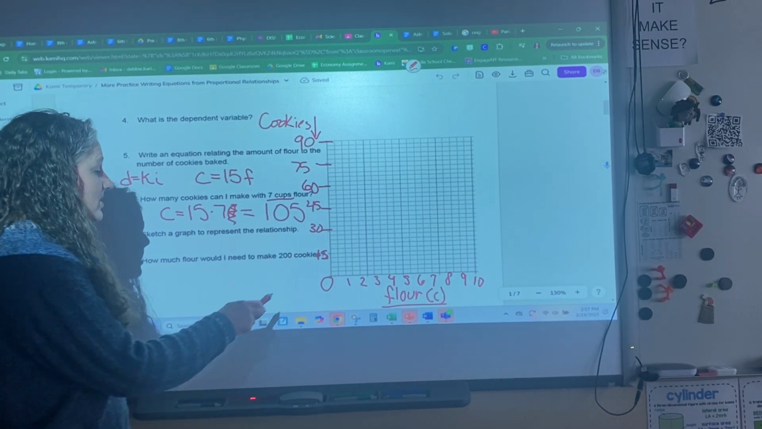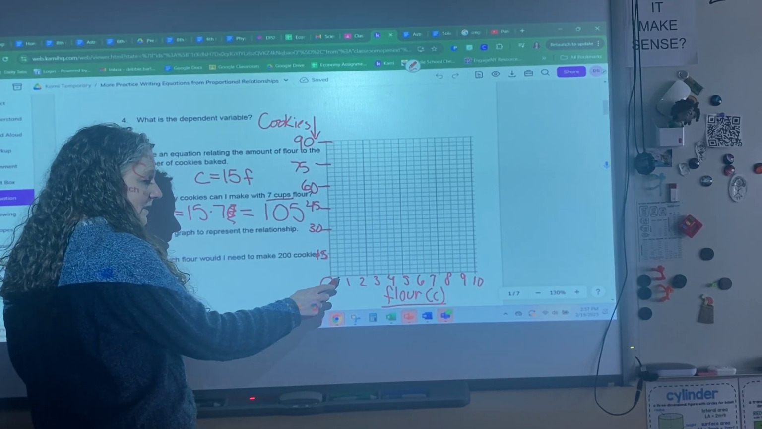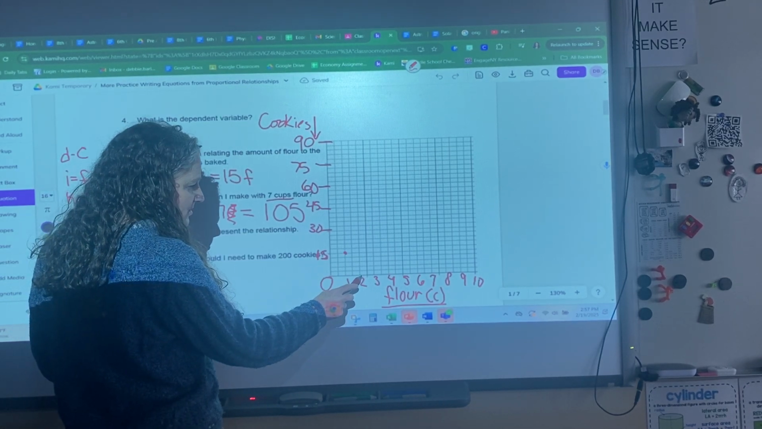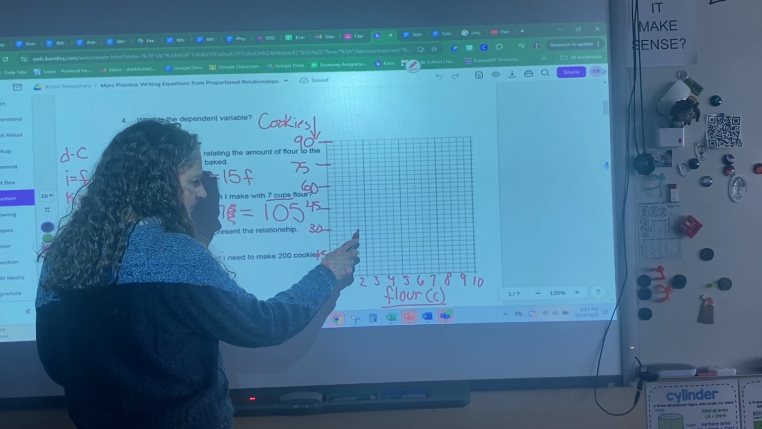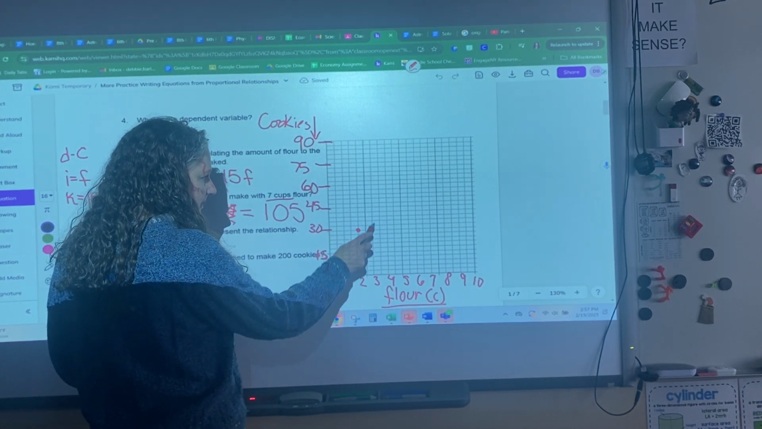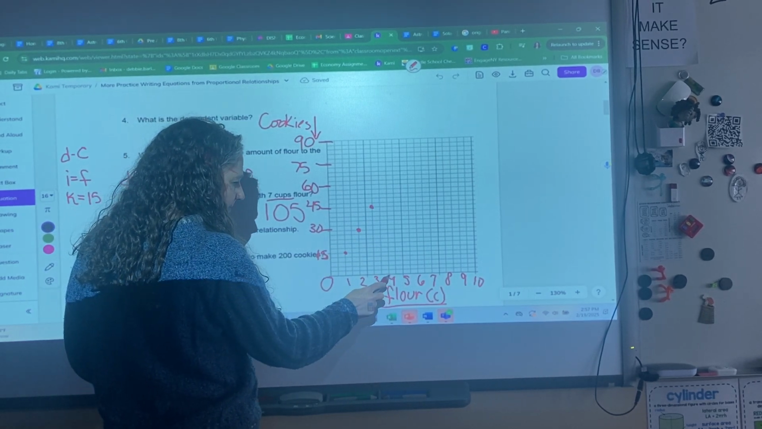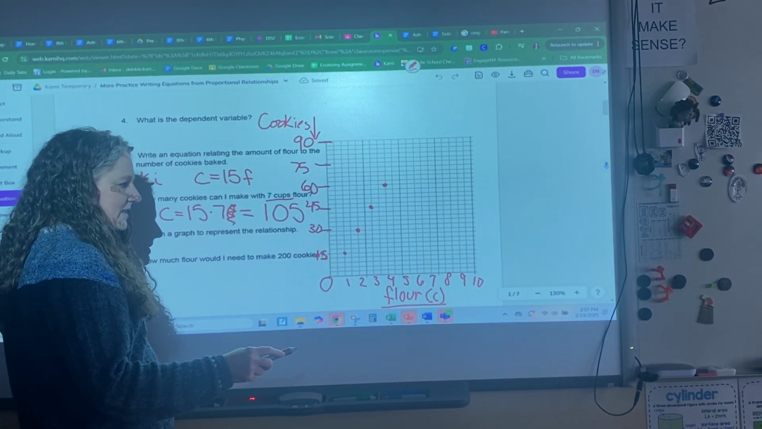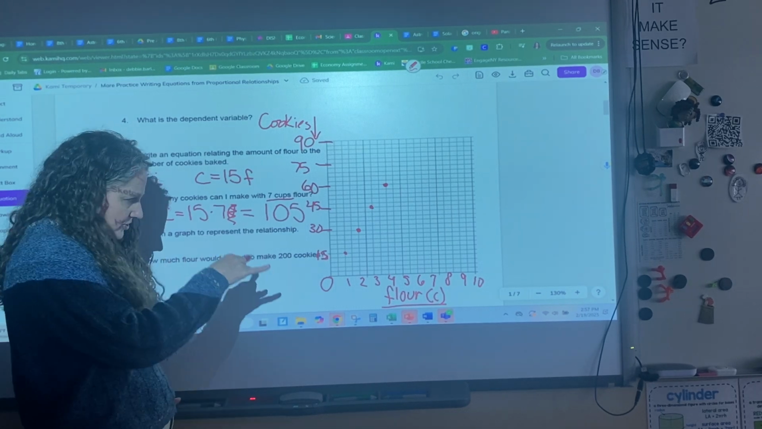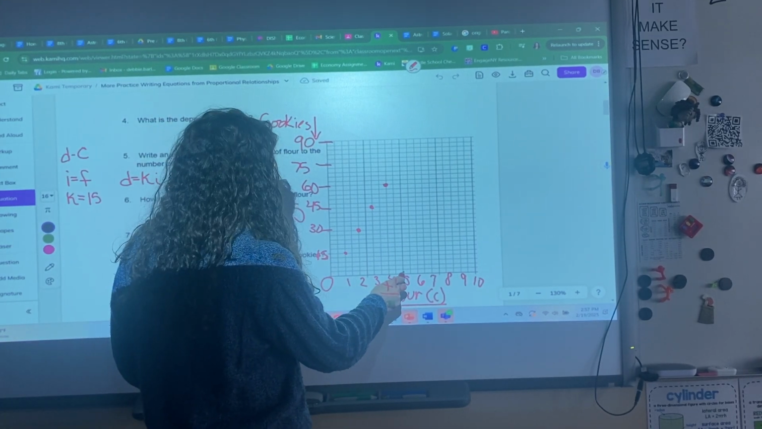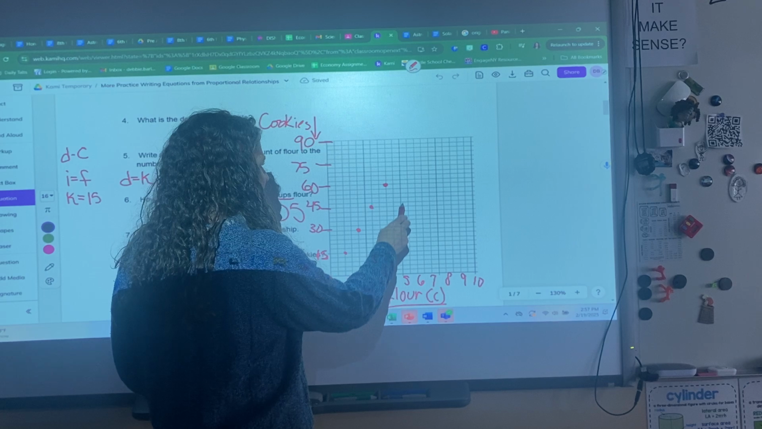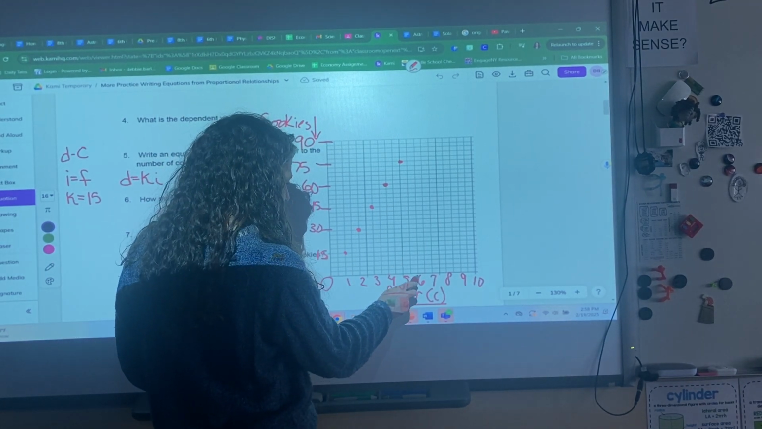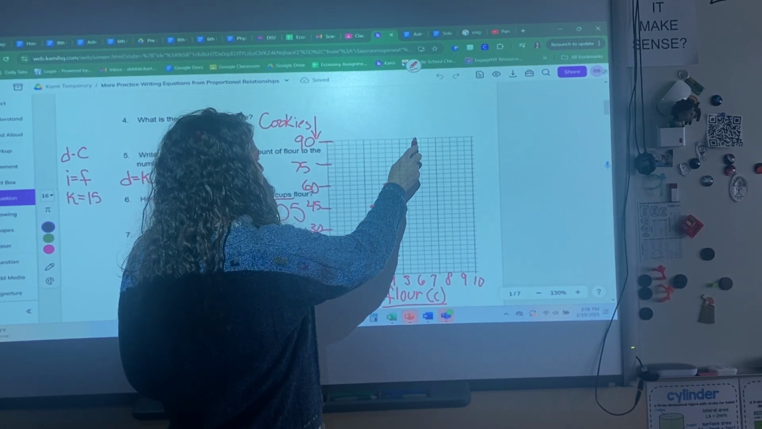So if I have 1 cup of flour, how many cookies am I getting? 15. 2 cups of flour? 30. 3 cups, 45. 4 cups. Do you see that I am getting a straight line that goes through 0? What does that tell me? It's proportional, and I'm probably doing something pretty right. 6 cups of flour will give me 90 cookies. That's a lot of cookies.